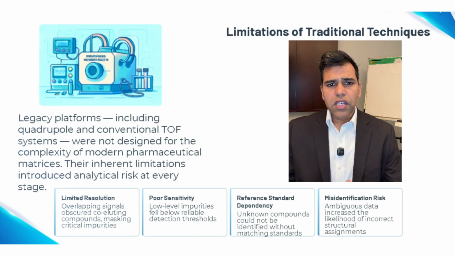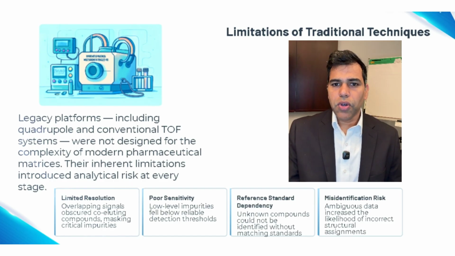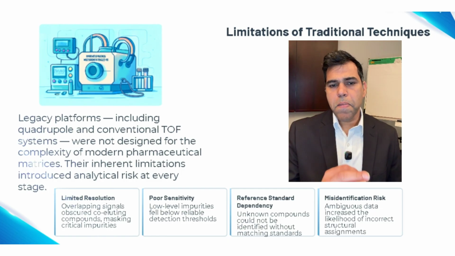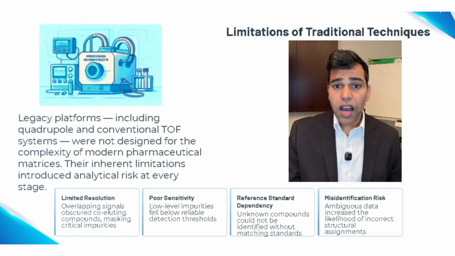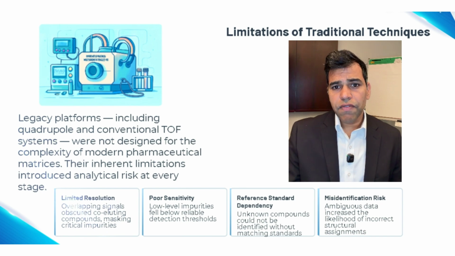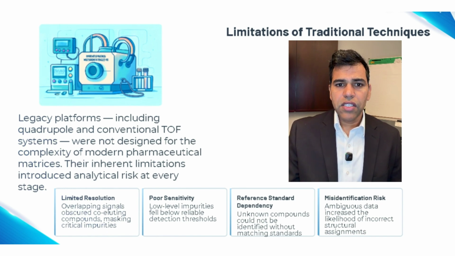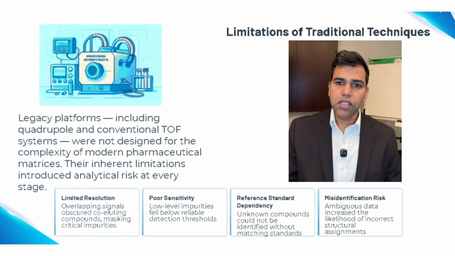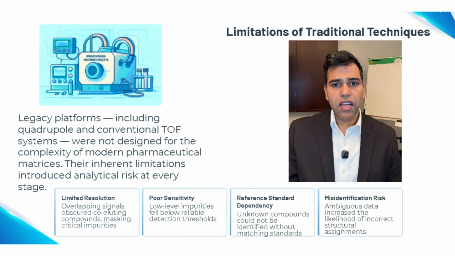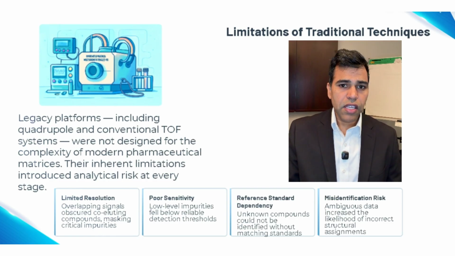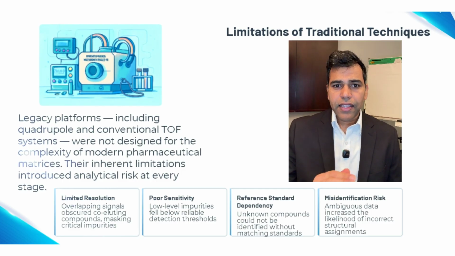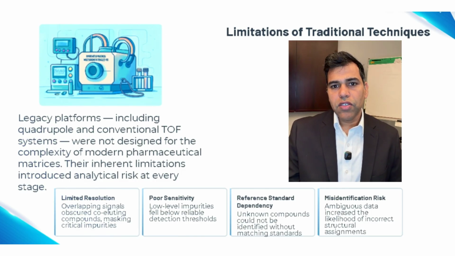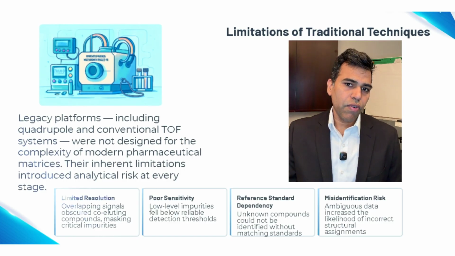So consider the reference standard dependency problem. You have to have the reference standard. You spot an unknown peak, but without a matching standard, you are stuck. You can't identify it. You are essentially flying blind, and in regulatory terms, that's a red flag. The misidentification risk alone was significant. Ambiguous data leads to incorrect structural assignments, and incorrect structural assignments lead to incorrect decisions. That's analytical risk baked into the very foundation of your workflow.